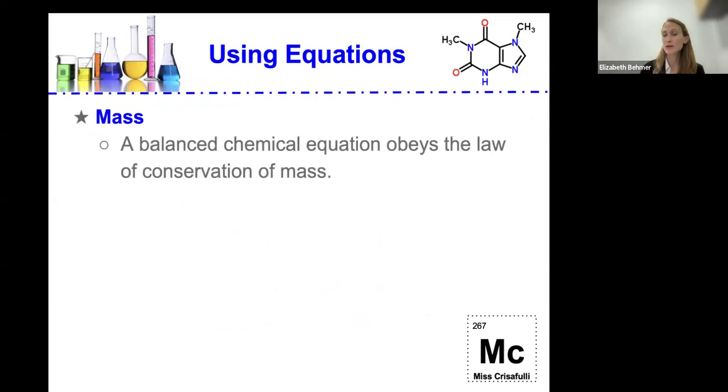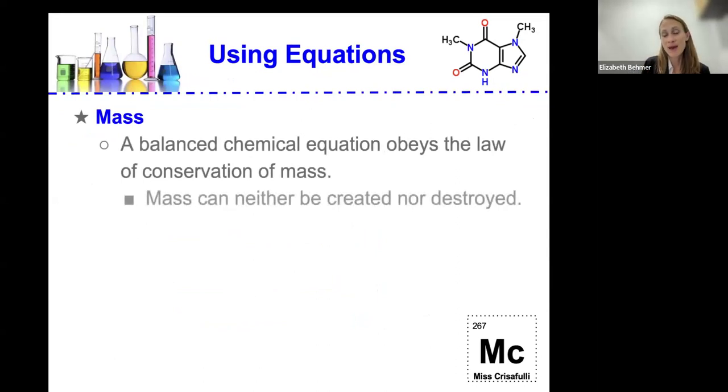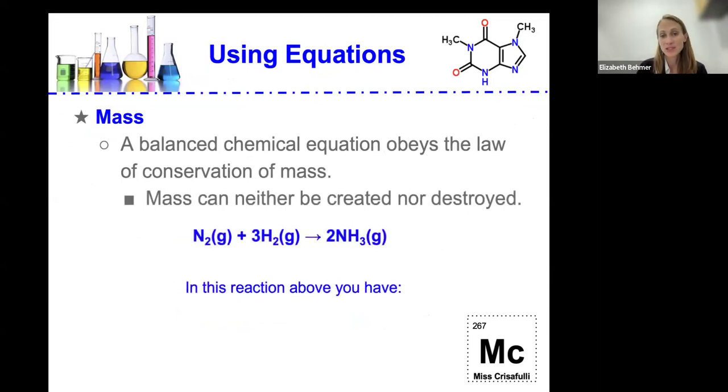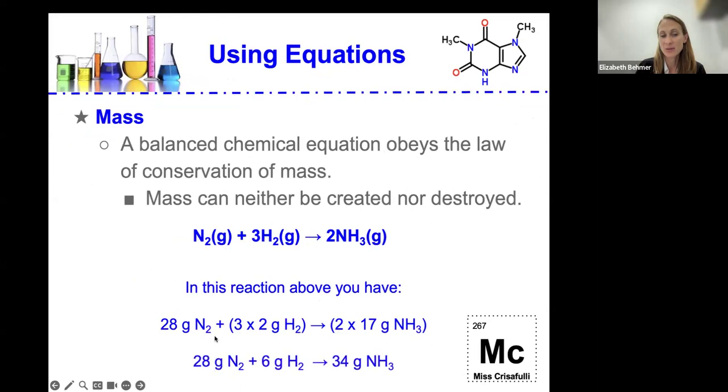In terms of mass, a balanced chemical equation will obey the law of the conservation of mass. And remember that mass can neither be created nor destroyed. So in this reaction above, you have 28 grams of nitrogen, because that's what each nitrogen atom equals from the mass on the periodic table. So you take 14 plus 14. Then you have 3 times 2 grams of hydrogen each to yield 2 times 17 grams of ammonia. So we see that 28 grams of nitrogen plus 6 grams of hydrogen will equal 34 grams of ammonia, because we can never create or destroy matter.